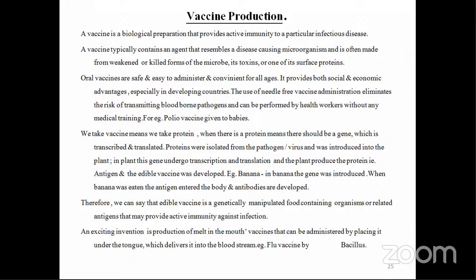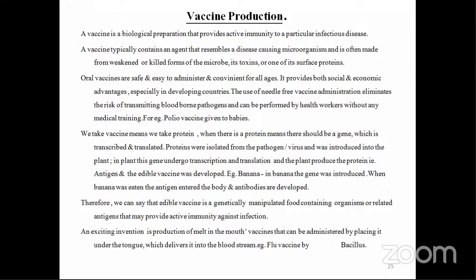Then next, when we take a vaccine, we take the protein. Where there is a protein, there should be a gene which is transcribed and translated. Proteins were isolated from the pathogen or virus and introduced into the plant. In the plant, this gene undergoes transcription and translation, and the plant produces the protein, that is the antigen, and the edible vaccine was developed. A very good example given is banana. The gene was introduced in the banana, and when the banana was eaten, the antigen entered the body automatically and antibodies were developed.